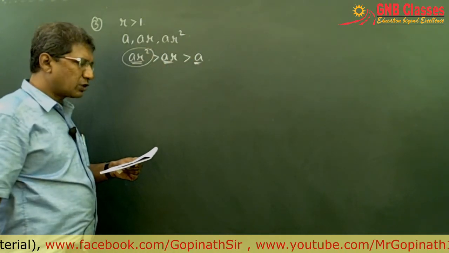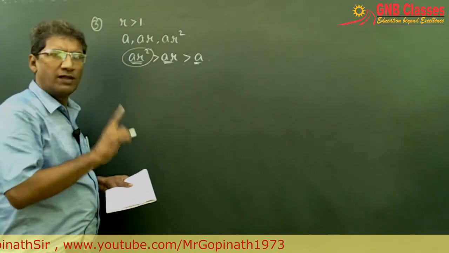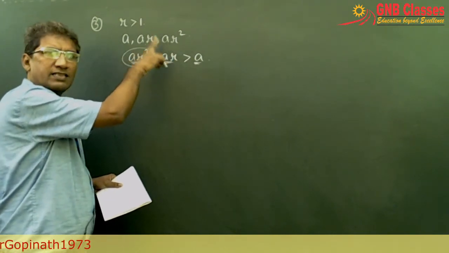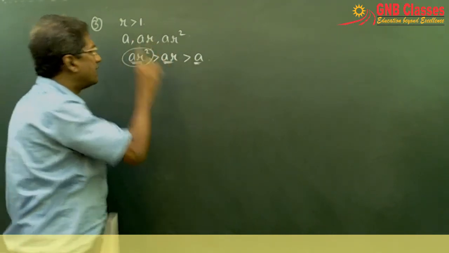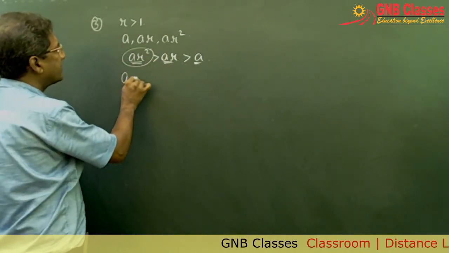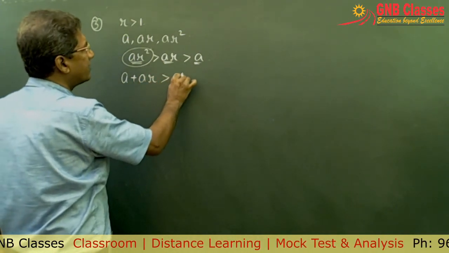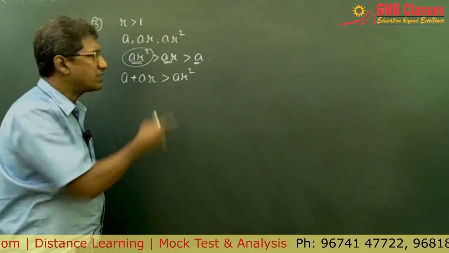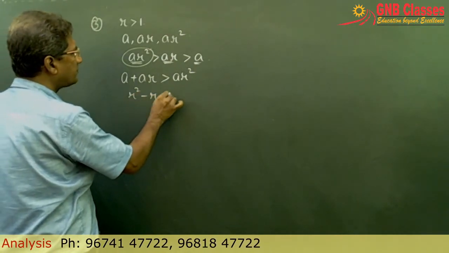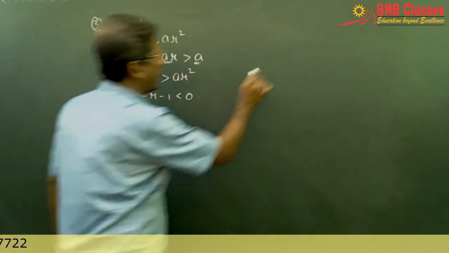They said that these 3 terms form the sides of a triangle. Therefore, since it forms the sides of a triangle, we can write that the sum of the 2 smaller sides is always greater than the largest side. Is it clear? This is the property of the triangle. So what are we going to get here? Now, if we solve this one, what are we going to get?